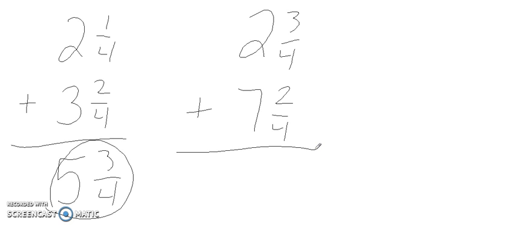So I'm going to go ahead and add up my fractions just like I did in the first example. 3/4 plus 2/4 gives me 5/4. Then I add up my wholes. 2 plus 7 is 9. Like I said, we want to go ahead and check out what's going on here with our fraction because it's an improper fraction.